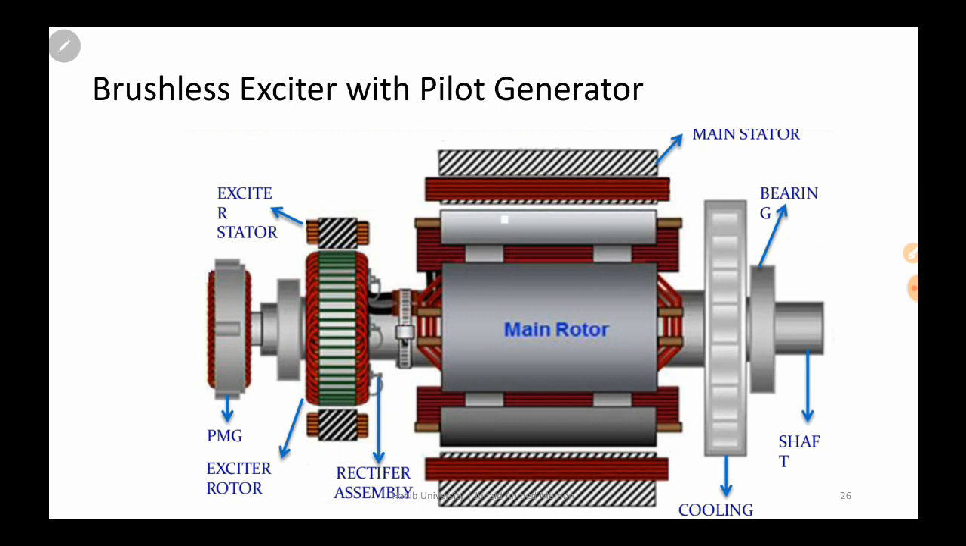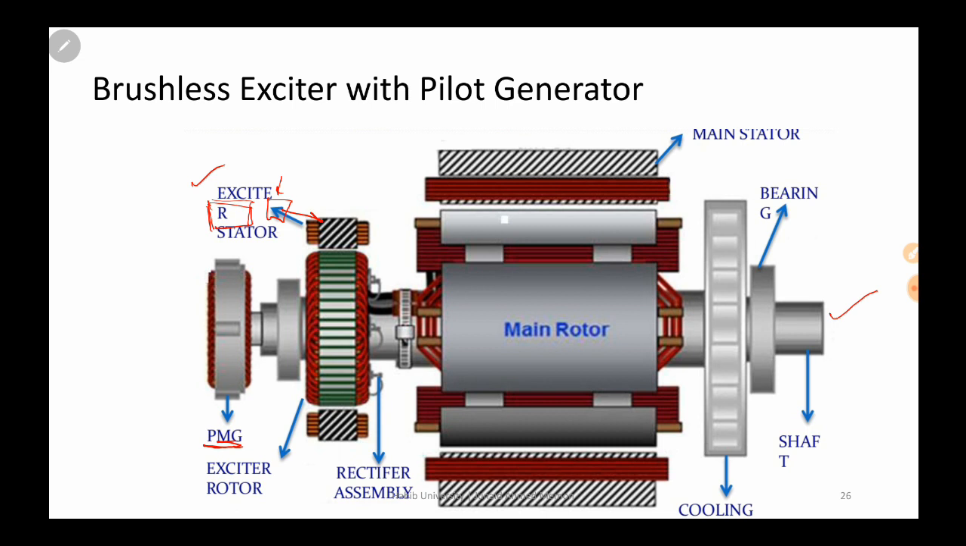So you have the same shaft which passes through all the devices. First you have a permanent magnet generator, which is the pilot generator. So this will generate the voltage on the exciter on the stator. So here the stator's windings will generate the voltage. Then you will have a rectifier over here that will be supplied to this exciter voltage. Okay, so this part is on the stator.